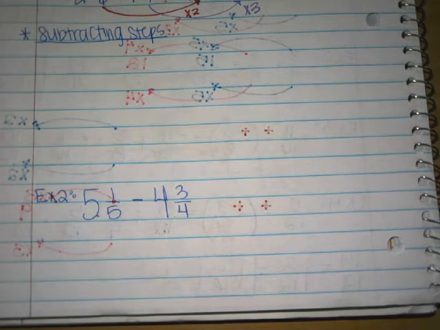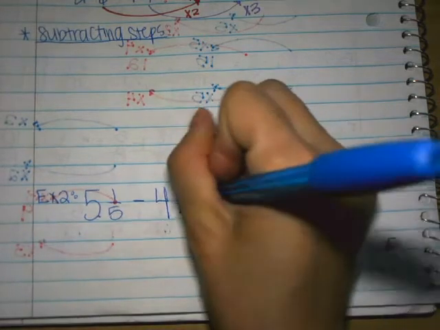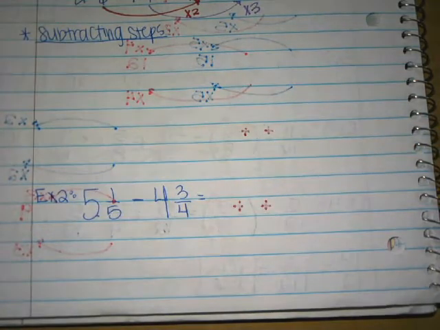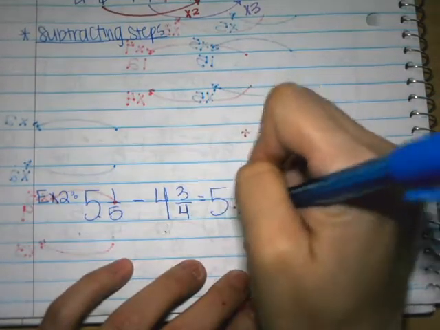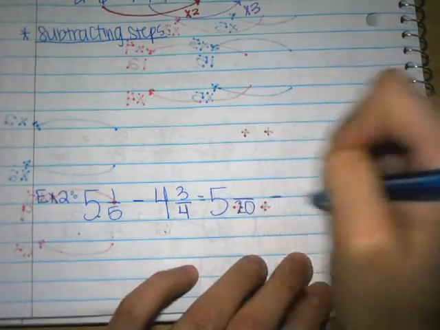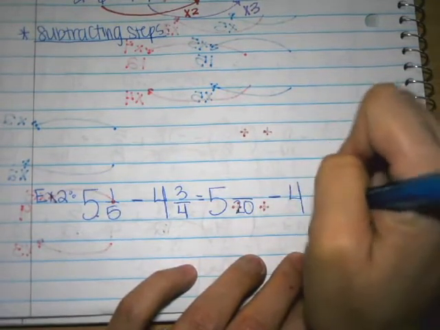Because it's just like adding, there's going to be a lot of steps that are exactly the same. So what do you think my first step is going to be? Still going to get a common denominator. What is my common denominator, everyone? What is it? So I'm going to keep my whole number and then change my denominators to 20.